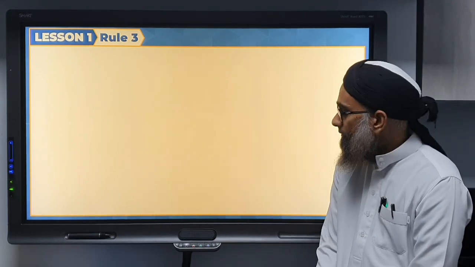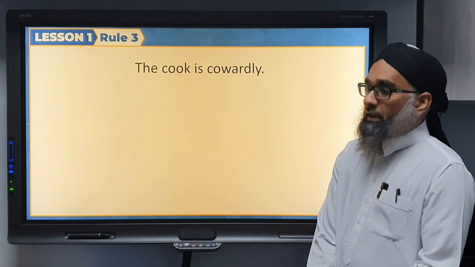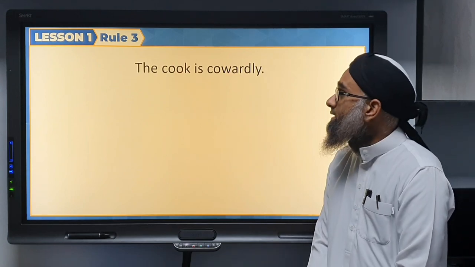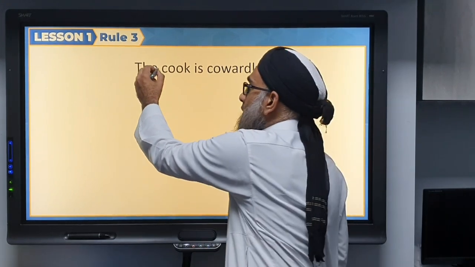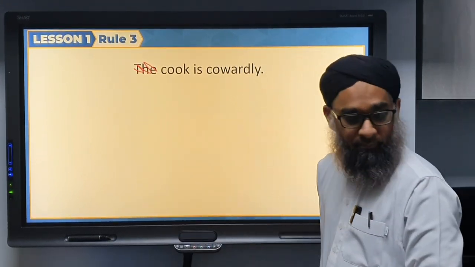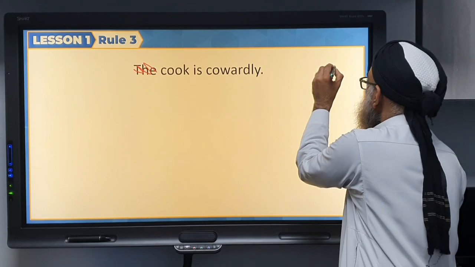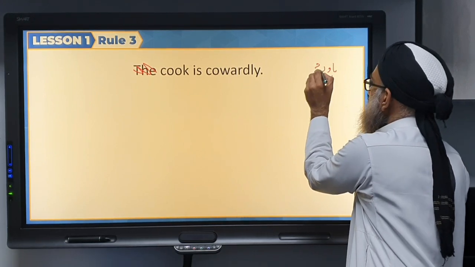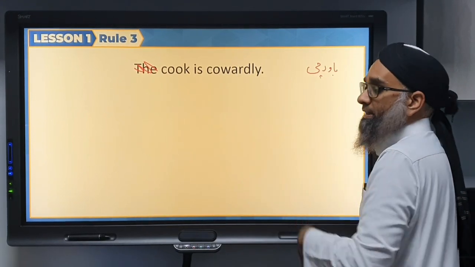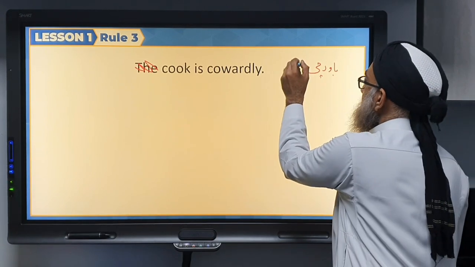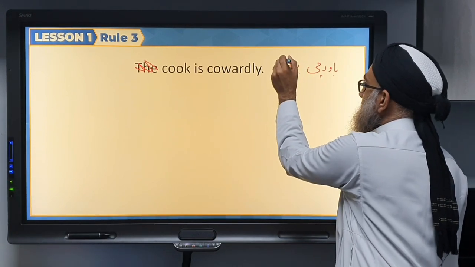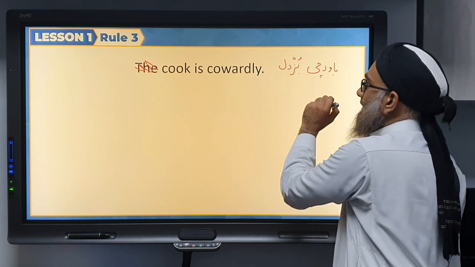Got it? Okay. Let's go to English to Arabic. The cook is cowardly. So you don't have to add anything for the cook. You just take out the word the, because there's no word for that. And cook is what? Bawarchi. So bawarchi. And then what do you add next? Buzdil. So you add the word buzdil. And what do you add at the end?